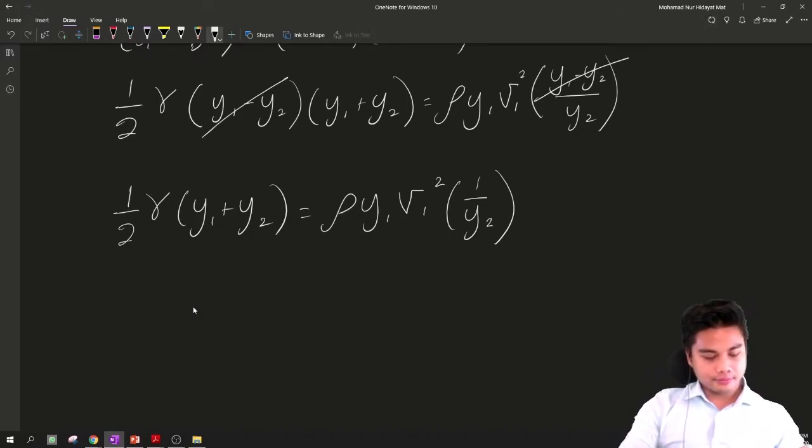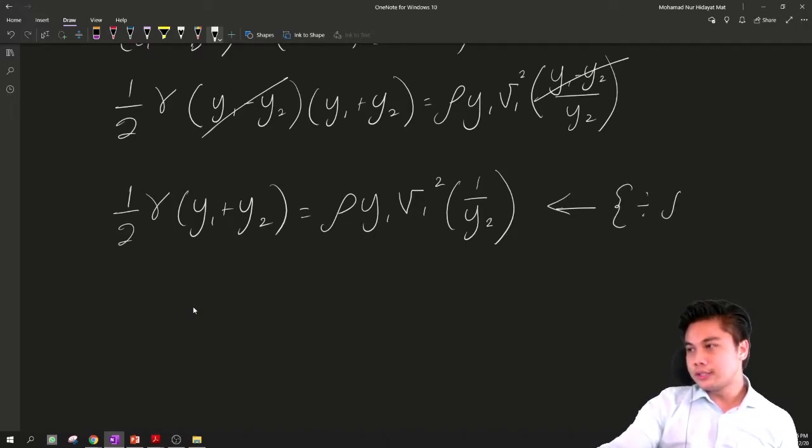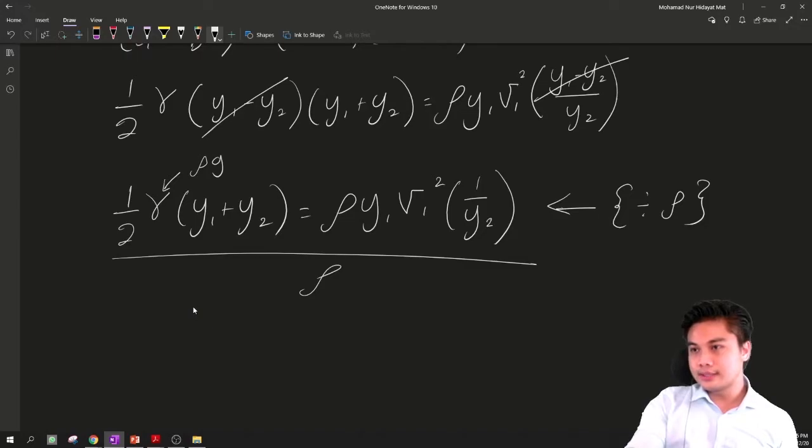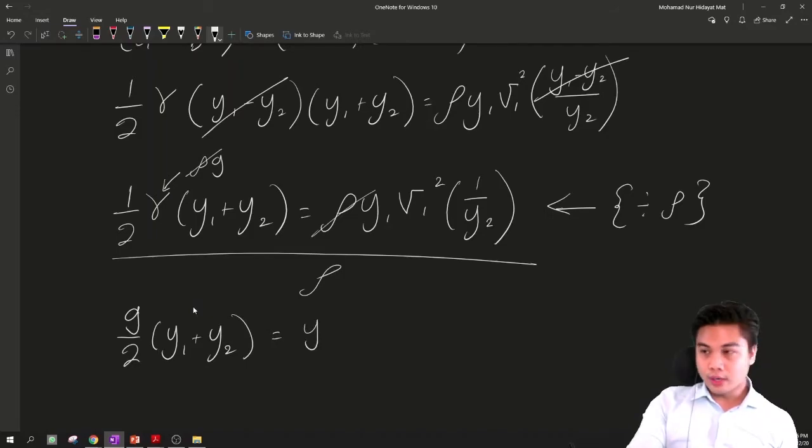So from here we can actually divide the whole term here with the density. We try to divide all this with density, because this gamma is actually, when we expand, rho g. So we divide all this with density, density with density cancel, only left g over 2 y1 plus y2 equal to y1, this one move to other side, over y2 v1 squared.